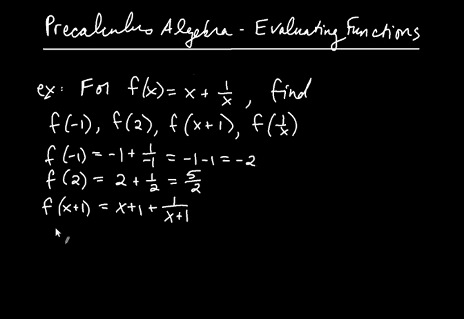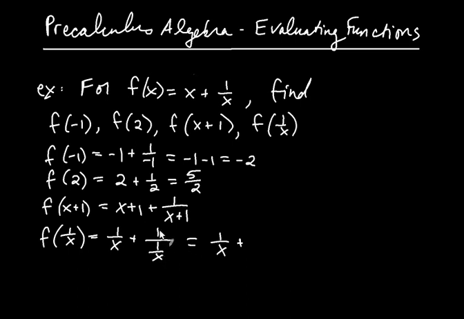Finally, f of 1 over x. We're going to put a 1 over x here and a 1 over x where x is down here. So it's going to be 1 over x plus 1 over, and then replace the x with 1 over x. So this first 1 over x remains just 1 over x. And for the second one, we have 1 divided by this fraction.